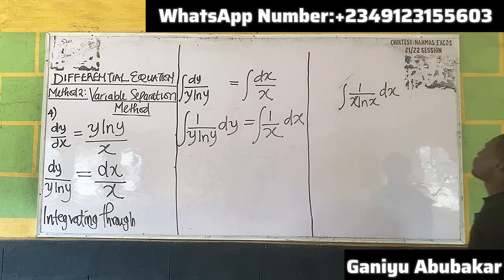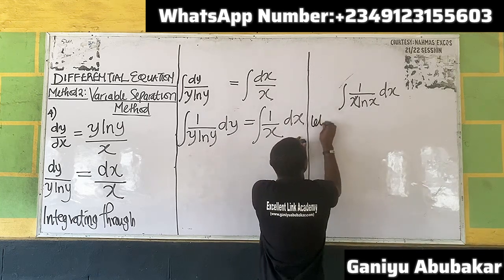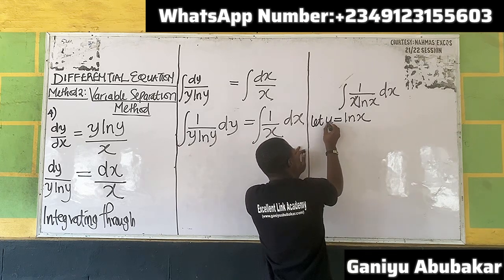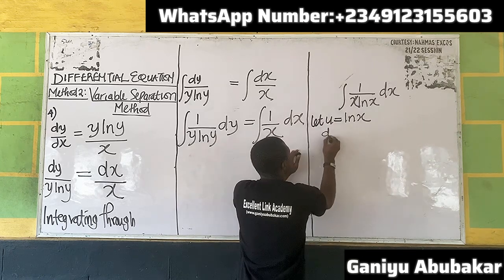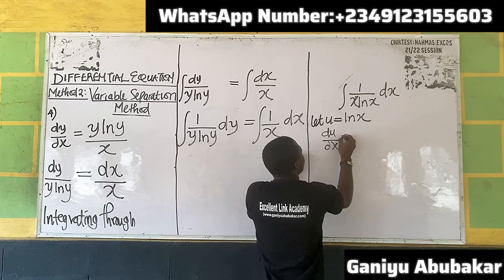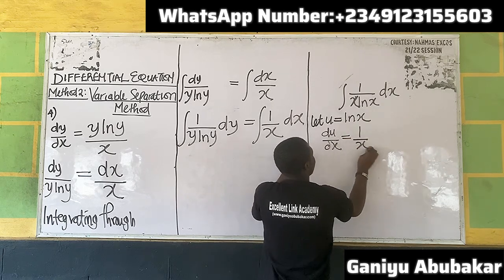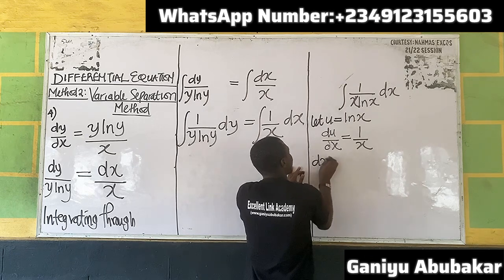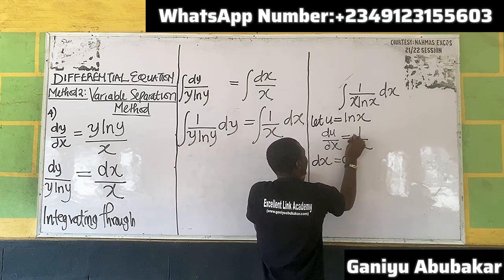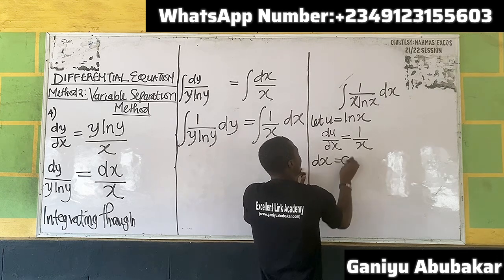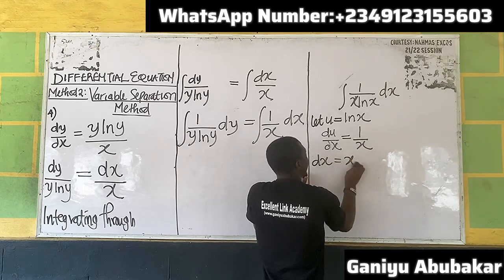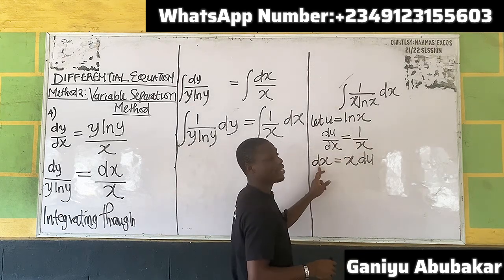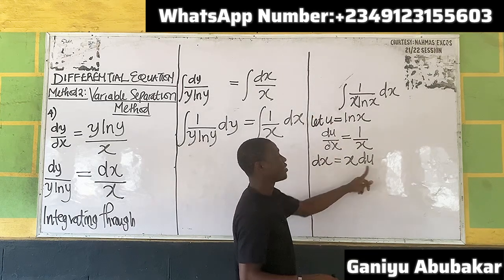My first task is to let u be equal to ln x. Differentiate u with respect to x. That gives you du over dx is equal to 1 over x. Make dx the subject. That gives you dx equal to x du. Of course, 1 times dx gives you dx, and du times x gives you x du.